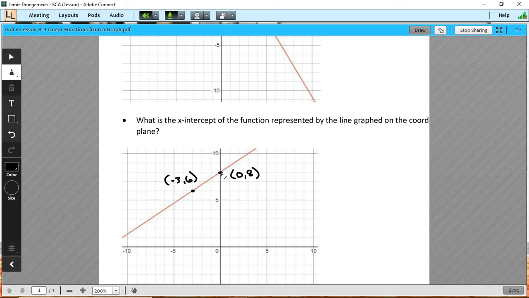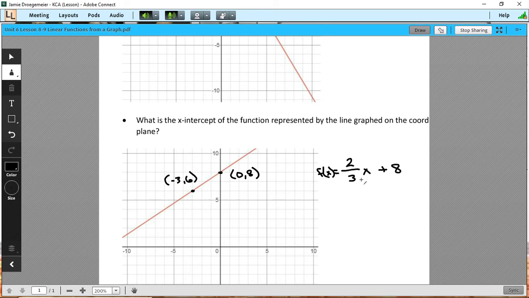So this time for my slope, to go from this point to this point, I know it's going to be a positive slope because as I move to the right, it's going upward. So to go from this point to this point, I'm going up 2 and to the right 3. So my vertical, up 2, my horizontal, right 3. So 2/3 is my slope. So if I think about an equation here, 2/3 times x plus that y-intercept of 8.